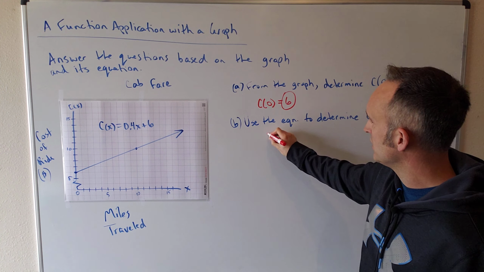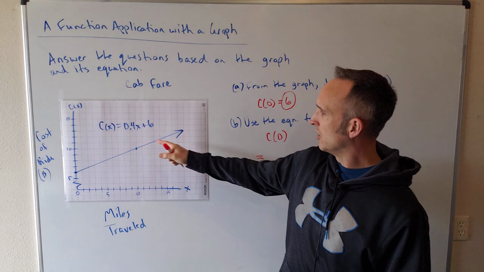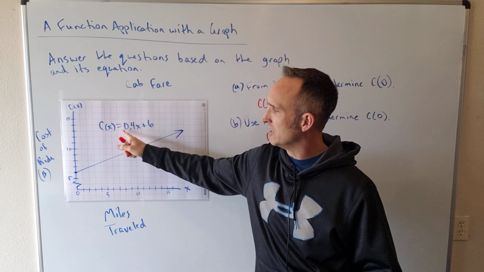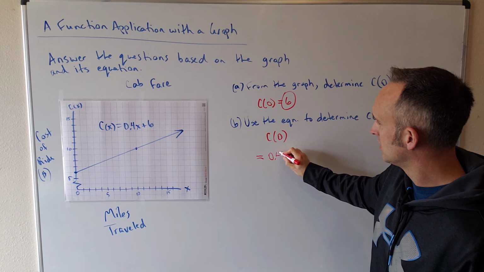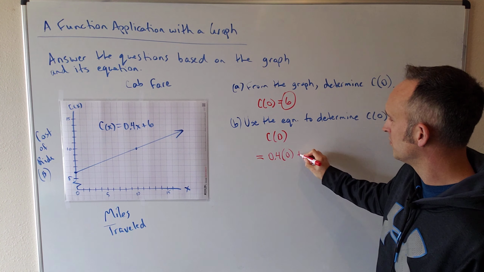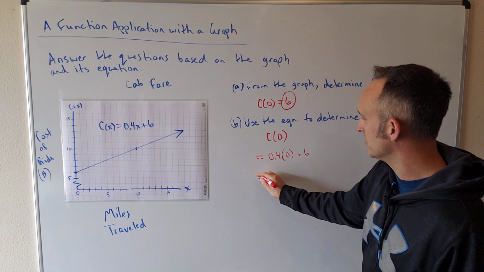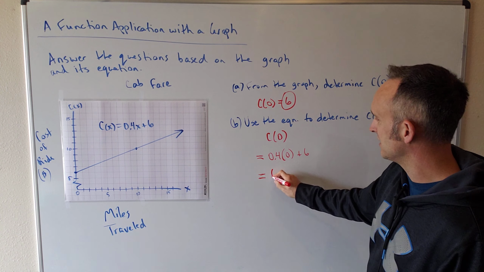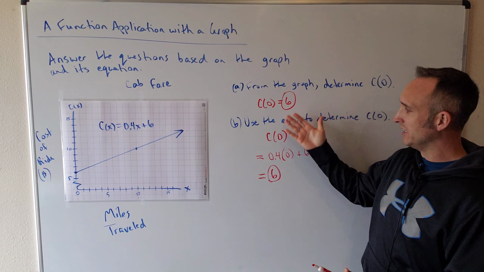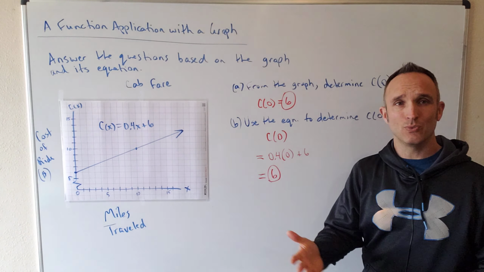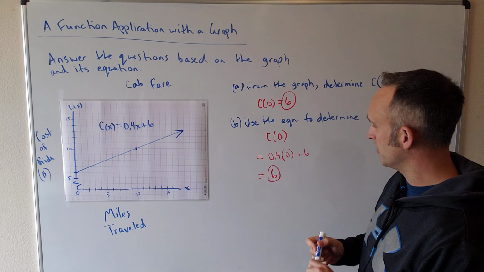So if we use that equation, we see that C of 0 equals, and all that means is plug 0 in for x in the equation now. So I'm going to have 0.4 times 0 plus 6. And if I evaluate that, 0.4 times 0 is 0, plus 6 is 6. Okay? So luckily, whether we use the graph or the equation, we get the same answer. So that's one thing I want to illustrate in this video.